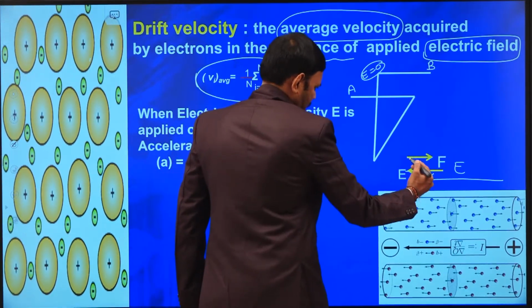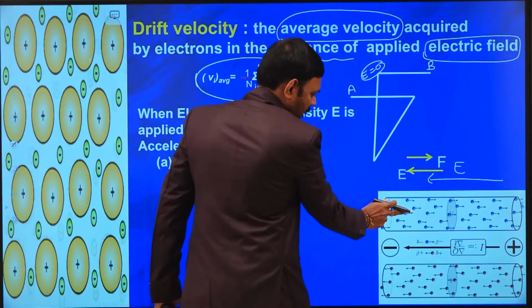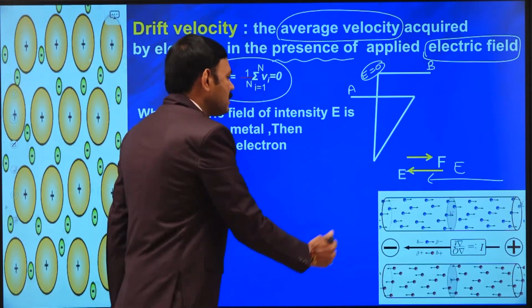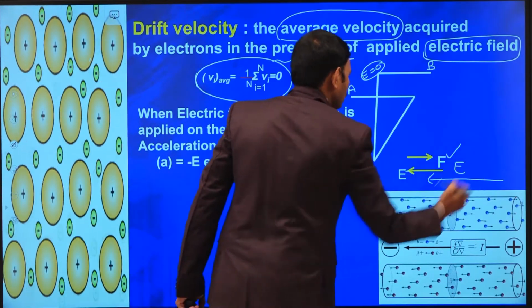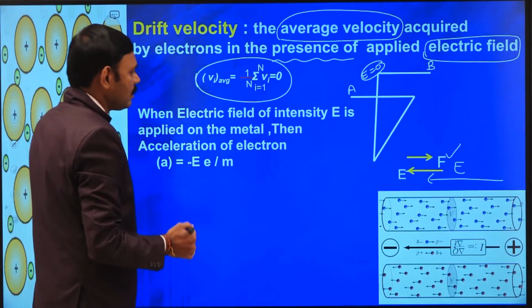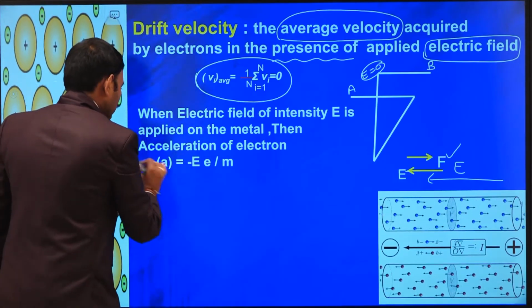Then the electron is attracted opposite to the direction of the electric field. See the direction in which the electrons are moving. So this is the force. The force on the electron is opposite to the direction of the electric field. Then acceleration is gained by the electron here.